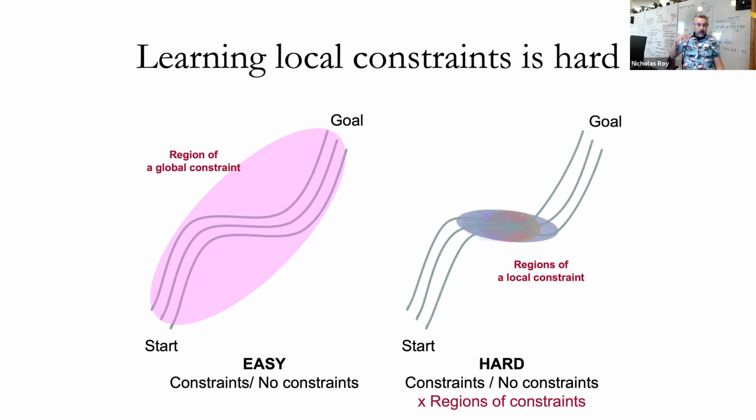However, when you're learning local constraints, you have the problem of learning both which constraints are active, but also when they're active in which part of the demonstrated trajectory. So you have to learn the region of activation and which constraints are active. And so that's a hard problem.